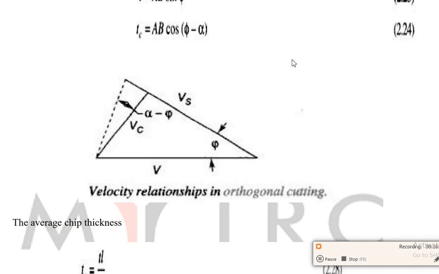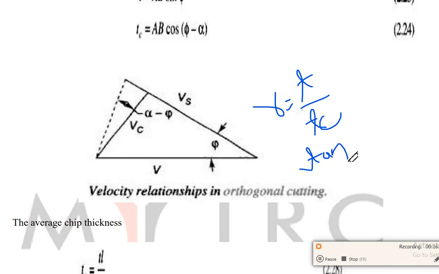Here r is equal to the chip thickness ratio t by tc, and if we resolve and put the value of t by tc, from there we will get the value of tan phi. Tan phi is equal to r cos alpha by 1 minus r sin alpha. So after putting the value we will get the relationship.